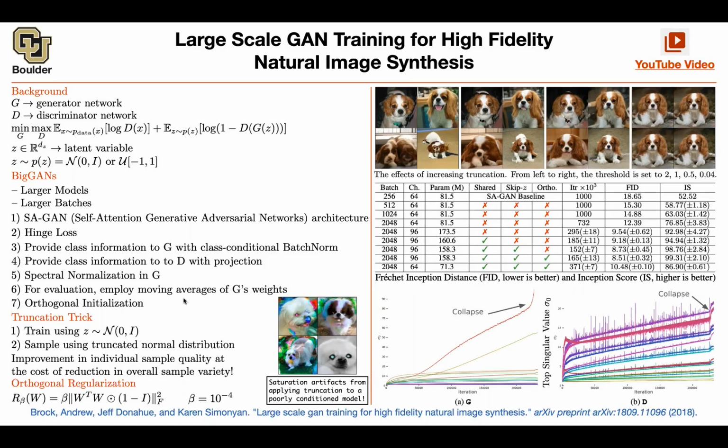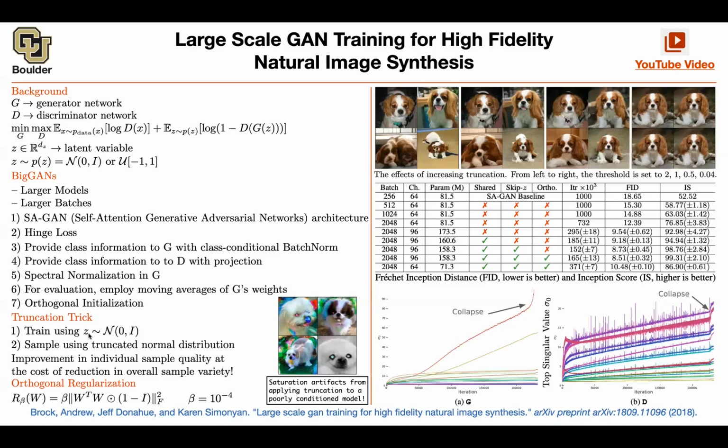For evaluation, you're going to keep a moving average of your generator weights. And we saw this technique also before when we were talking about improved techniques for GANs. The other one is orthogonal initialization. You initialize your weights so that they are orthogonal. This other trick is the truncation trick. What you do with generators is you generate a random vector from a normal distribution, and then you push it through your architecture. This is going to generate a variety of images, hopefully. At the same time, you want it to be high quality. So there is this trade-off between high quality images and having a variety of images. And then you can balance that trade-off by truncating this normal distribution.